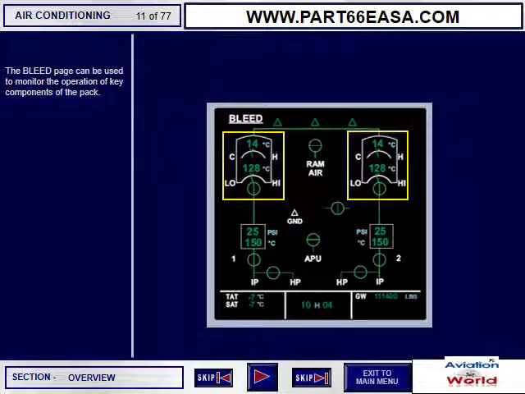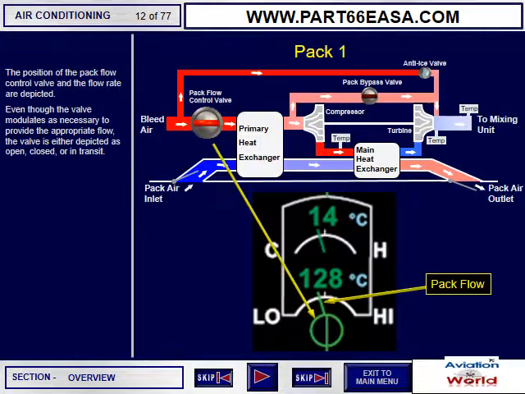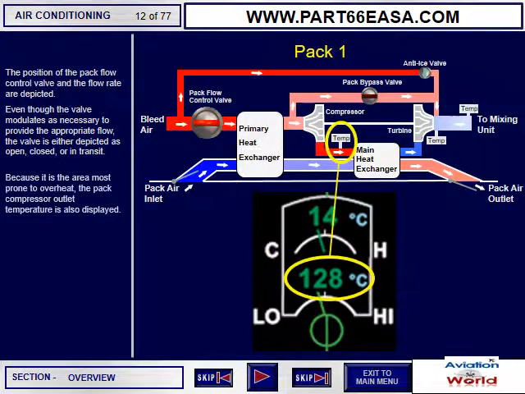The bleed page can be used to monitor the operation of key components of the pack. The position of the pack flow control valve and the flow rate are depicted. Even though the valve modulates as necessary to provide the appropriate flow, the valve is either depicted as open, closed, or in transit. Because it is the area most prone to overheat, the pack compressor outlet temperature is also displayed.